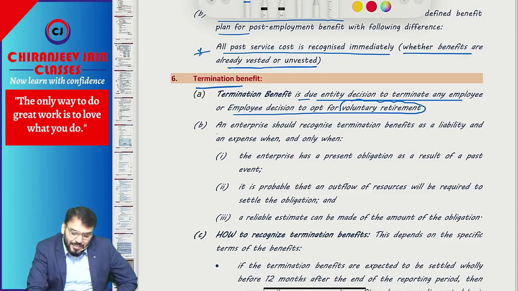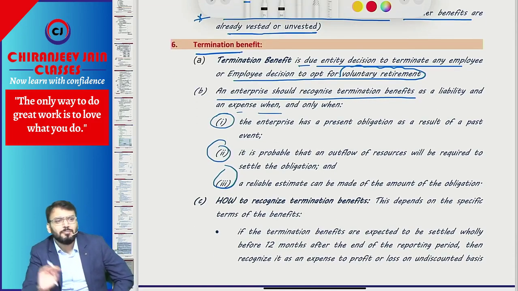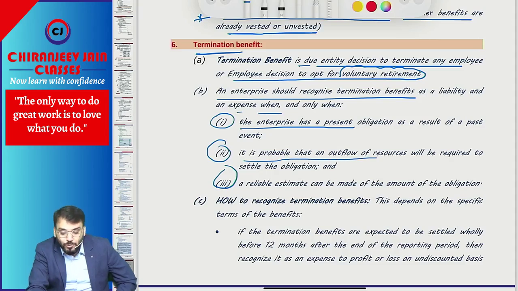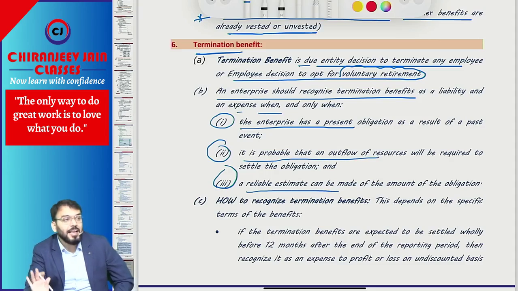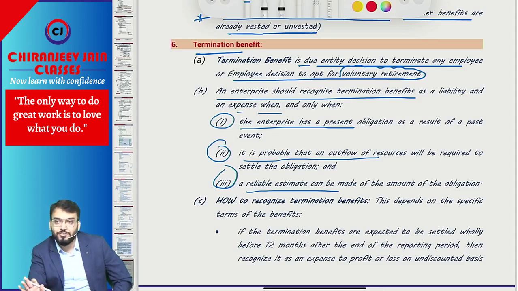Means the entity should recognize the termination benefit as a liability and expense only when these three conditions are satisfied. It is nothing but the same as whatever we have done for provision. First, the entity has a present obligation as a result of a past event. Second, it is probable that an outflow of resources will be required to settle the obligation. Third, the amount can be estimated. So if these three conditions are satisfied, they will recognize termination benefit as a liability and expense.